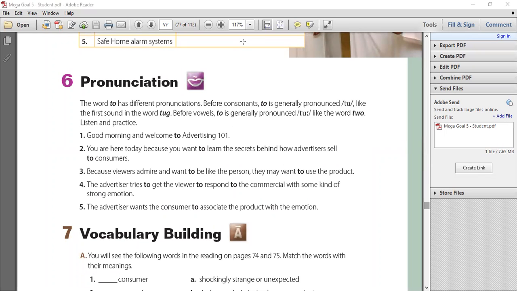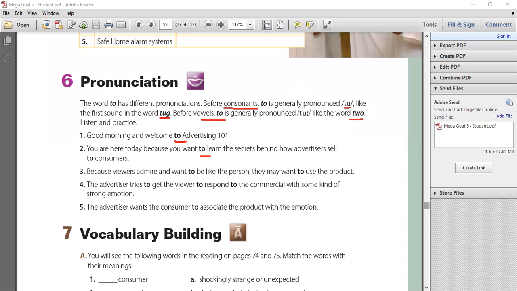As you can see, the speaker is saying that the word "to" has two different pronunciations. One is when it's before a consonant letter, any letter other than the vowels, and one is when it's before the vowels. When it's before the vowels, I pronounce it like "to", but when it's before the consonant letters, I pronounce it like "t", quickly, like the word "tug". So as you can see here, he said "to advertising", but here, because L is a consonant letter, he said "t learn", not "to learn".